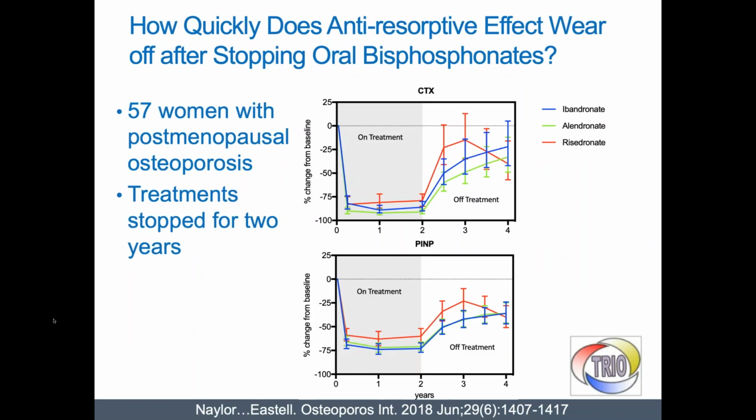And we just recently published the trio offset study where we took those same women that I showed you earlier while they were being given 2 years of bisphosphonate during the trio on treatment period. We then studied those patients who stopped. And you can see that for all 3 oral bisphosphonates, there's some offset of effect, but it's not back to baseline, whether you use CTX or P1NP. So all 3 of these commonly used oral bisphosphonates do have persistent effects even after stopping.